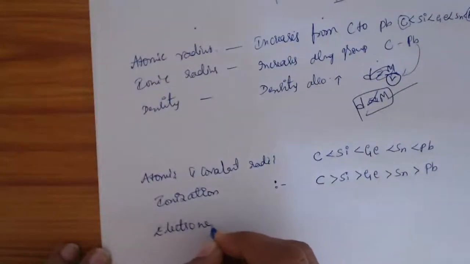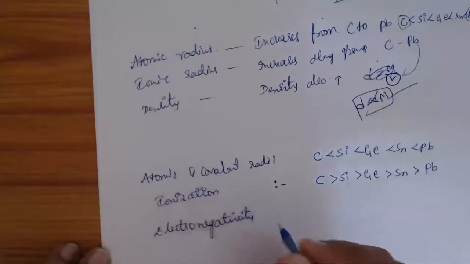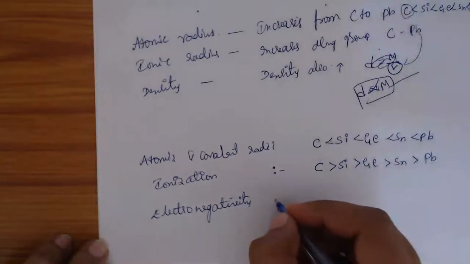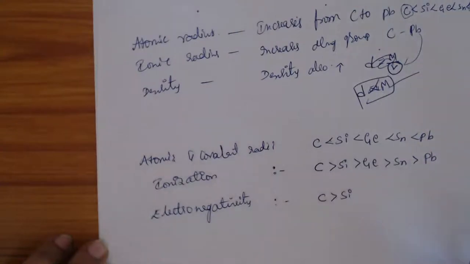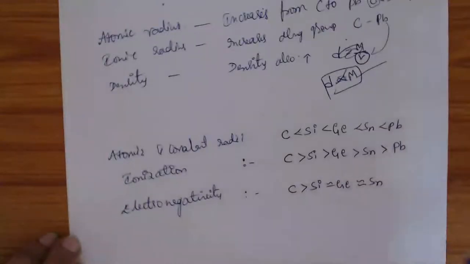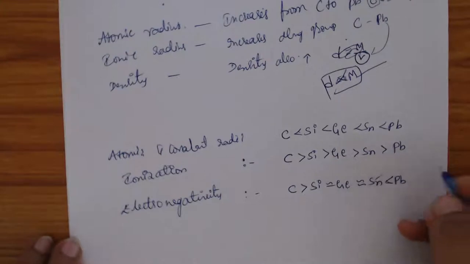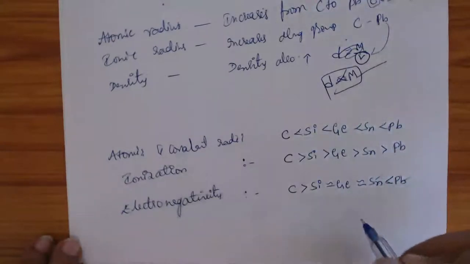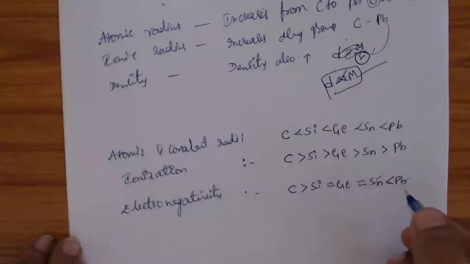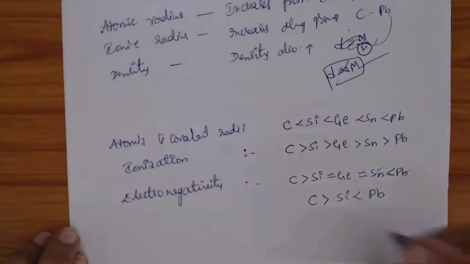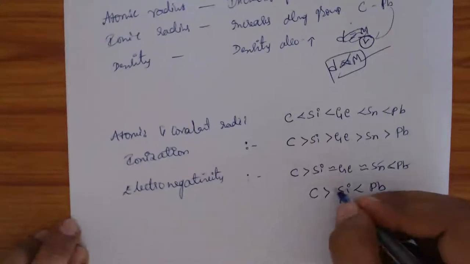Next, electronegativity. As we know, students, electronegativity increases along the period and decreases along the group. But here, the trend changes. Carbon is of course more electronegative than silicon, but silicon is approximately equal to germanium and tin. But lead is more electropositive than these. So the trend follows: carbon is greater than silicon, and silicon, germanium, tin are approximately equal.